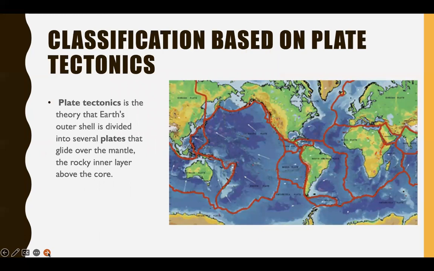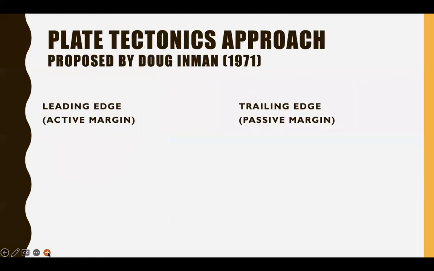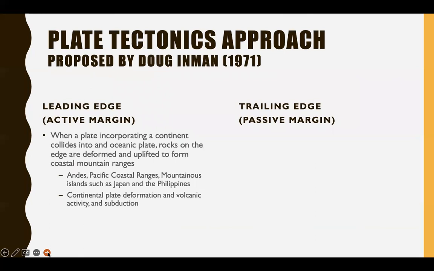So we also have the plate tectonic classification. Here in the red, you can see the different plates that go over the mantle, the rocky inner layer of the Earth. And when those plates grind together, things come up from them, and that's how we get a lot of really interesting rocks and cool shorelines. So this was proposed by Doug Inman in 1971.